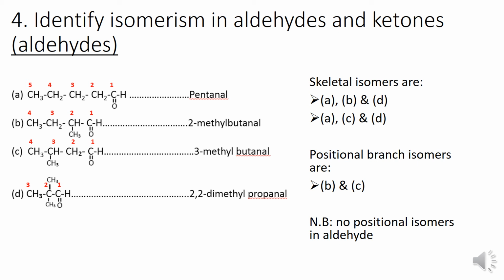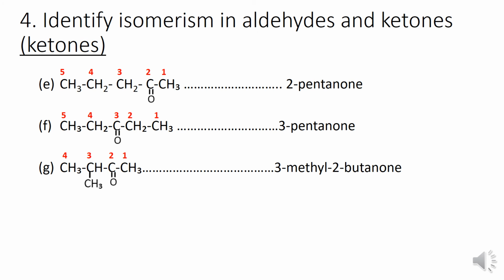So here, can you move the functional group of the aldehyde? The answer is no. It should be on the first carbon atom. So that's why we don't have positional isomers in aldehydes. Don't forget this, please. Now let's take the ketones and classify them.